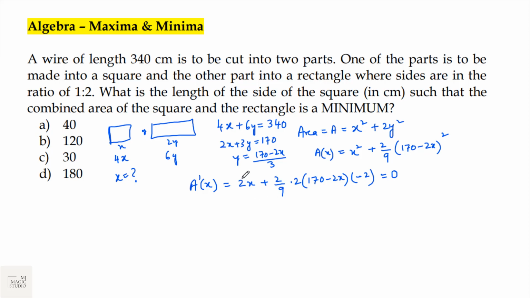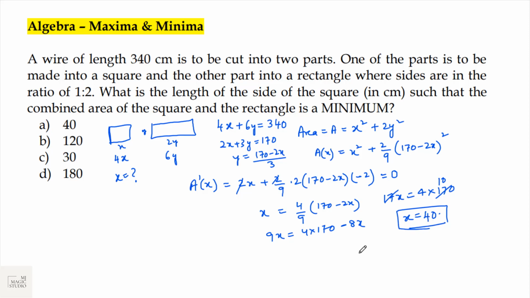As simple as that. 2 cancel, x equals 4 by 9 into (170 minus 2x). That means 9x equals 4 into 170 minus 8x. 8 plus 9 is 17x equals 4 into 170. Let's cancel this 10. And the value of x we are getting is 40. That's it. No need to find the second order derivative to check, which is unnecessary, not required in these kinds of equations.